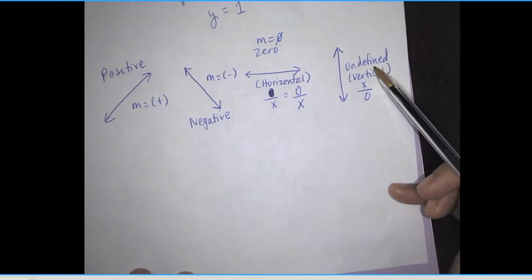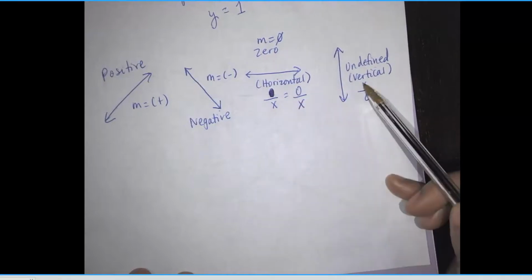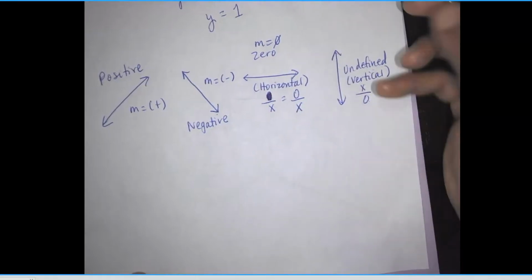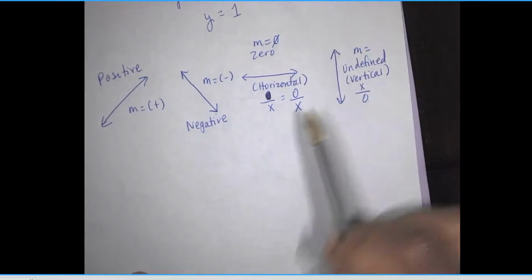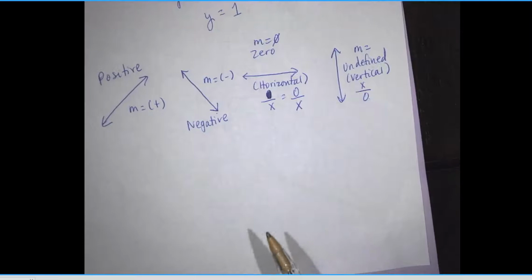And it's an undefined line if you have 0 in the denominator. So it's very important that you understand that for vertical lines the slopes are undefined, and if they're horizontal, m is equal to 0. So let's get into a couple of those. Here is an example of those kinds of situations.